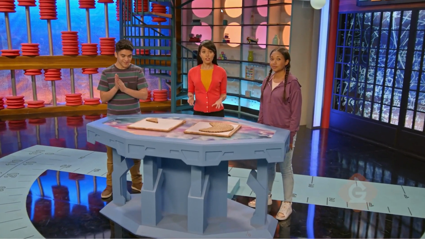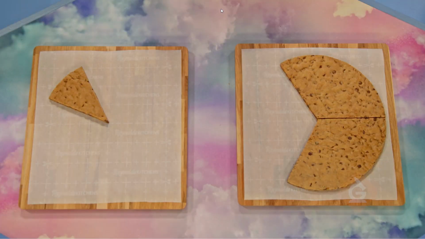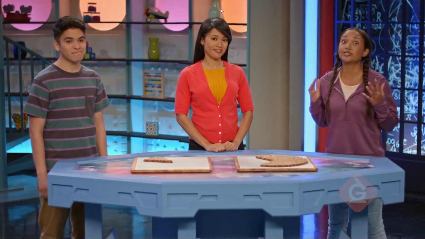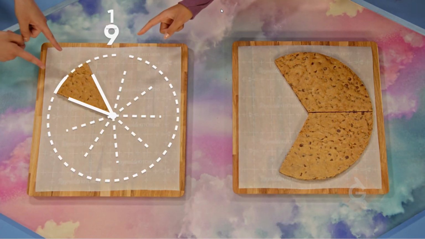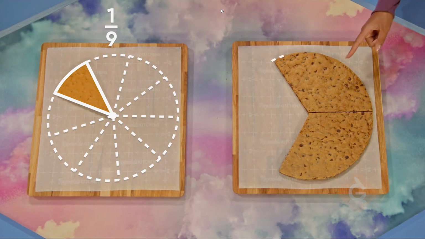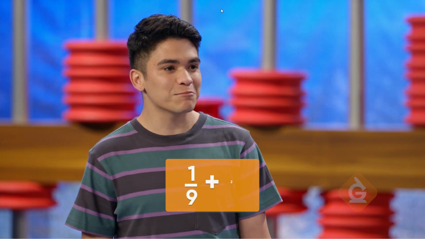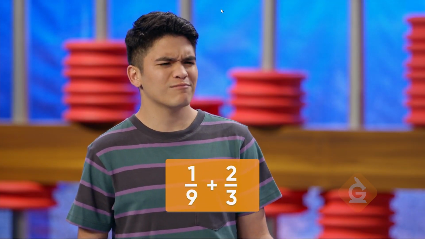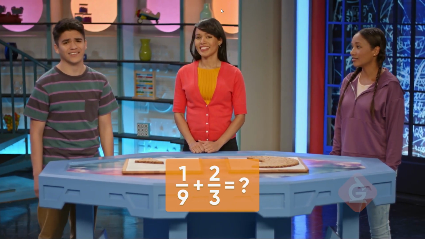Let's see how adding fractions with unlike denominators can help us eat giant cookies. These cookies were so big that we couldn't eat them all. Marcos has 1/9 of a cookie left, and I have 2/3 of a cookie left. So how much do you have left altogether? To find the total, we could add 1/9 plus 2/3. But the denominators aren't the same, so I'm not sure how to add them.